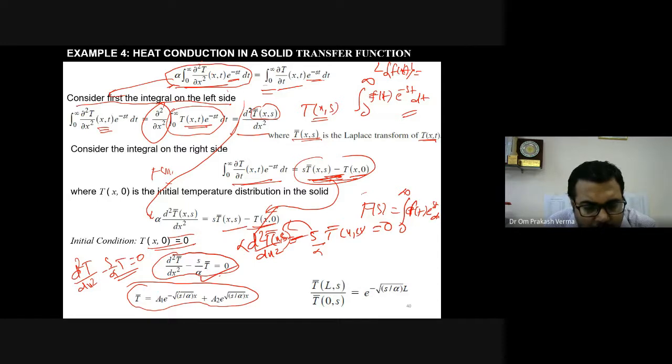T bar equals a1 e to the power minus root of s by alpha x, whatever the k is, root of k by a, so we have taken that. Now our target is to find the values of a1 and a2. How will we find a1 and a2? There are limits given: what is the temperature at L and what is the temperature at 0? Based on that, put x equal to 0. The temperature is 0, and therefore it becomes 0. And the temperature at L, x becomes L, and therefore this is the final equation.